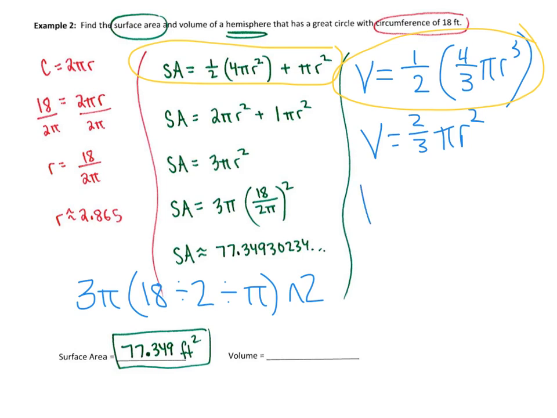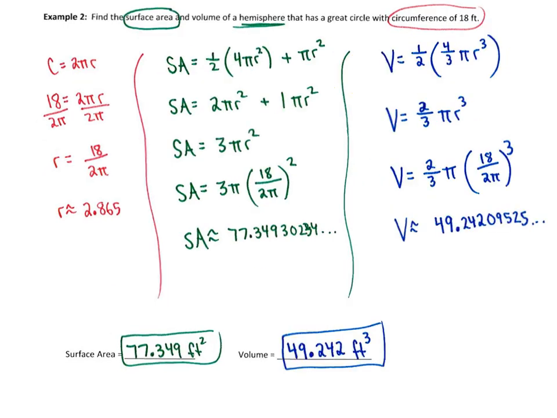Go ahead and in our equation, we're going to replace the r with 18 divided by 2 pi, or 9 divided by pi, and then now cube it. Okay, put that all in your calculator. You should have gotten 49.242, and that's cubic feet.